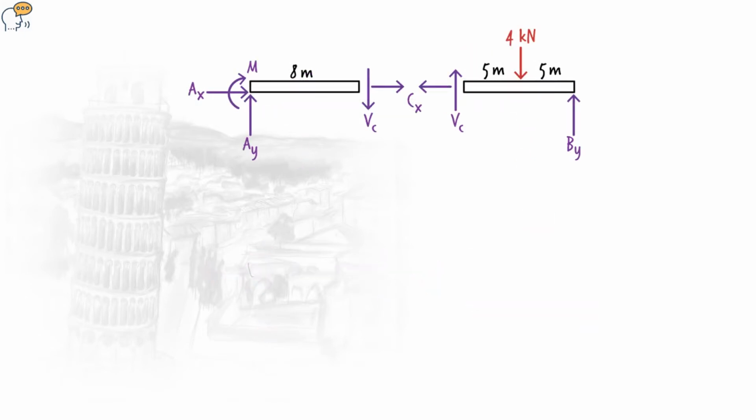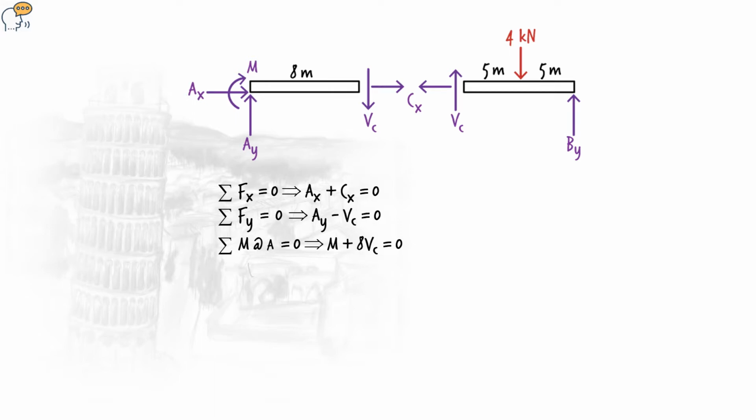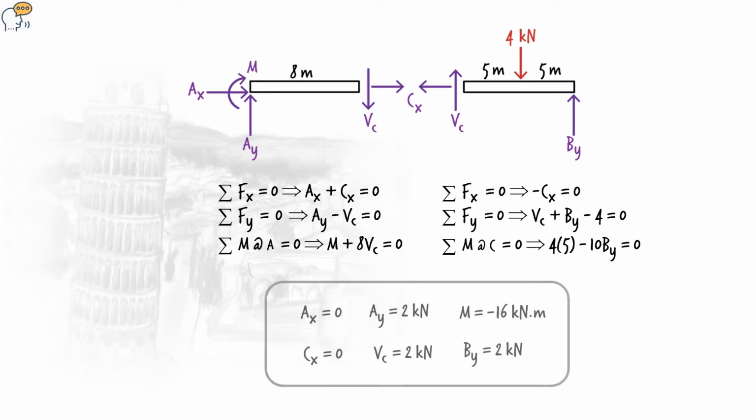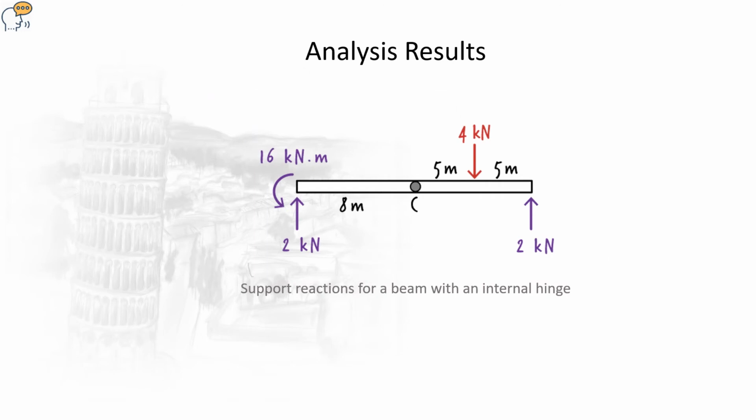The equilibrium equations for the left beam segment are. For the right beam segment, the equations are. Solving these equations simultaneously for the unknowns, we get. Here are the computed support reactions drawn on the beam.